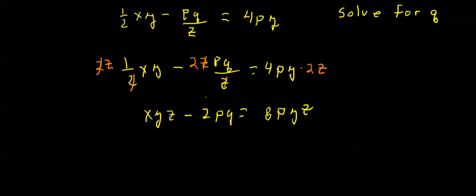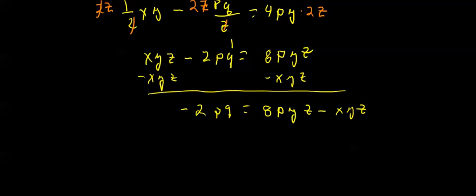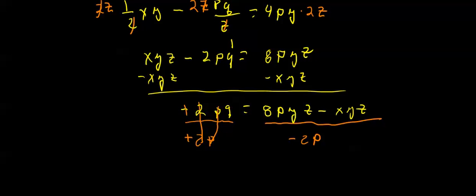Now, we add or subtract. We are trying to get q here. We add or subtract, so we're minus xyz, xyz minus xyz, and I have minus 2pq equals 8pyz minus xyz. Now, what I want to do is get q by itself. I divide by negative 2p. And on this side, negative 2p. The negatives cancel each other out. The 2's cancel. The p's cancel. And I'm left with q.